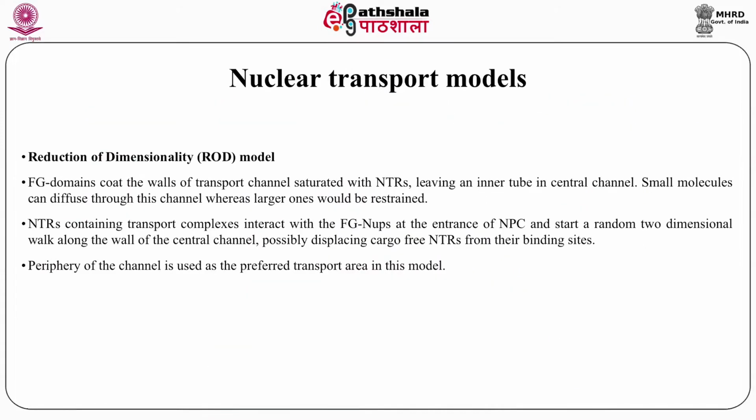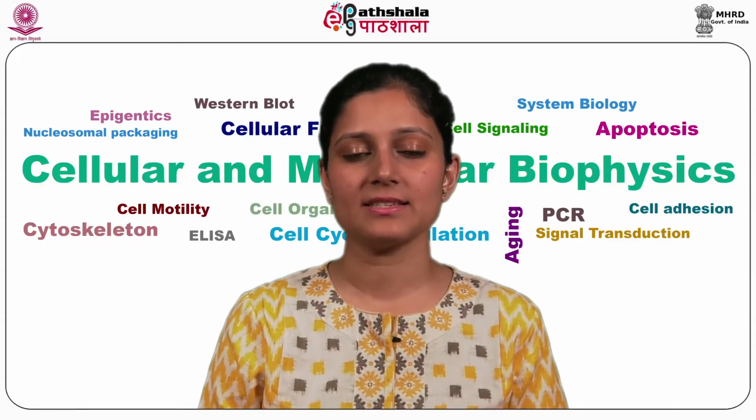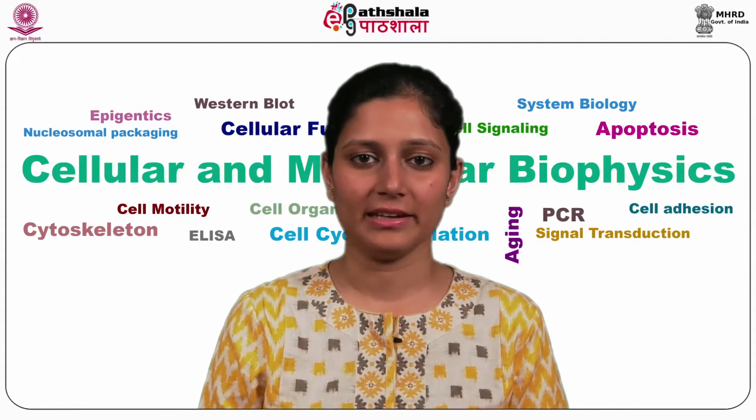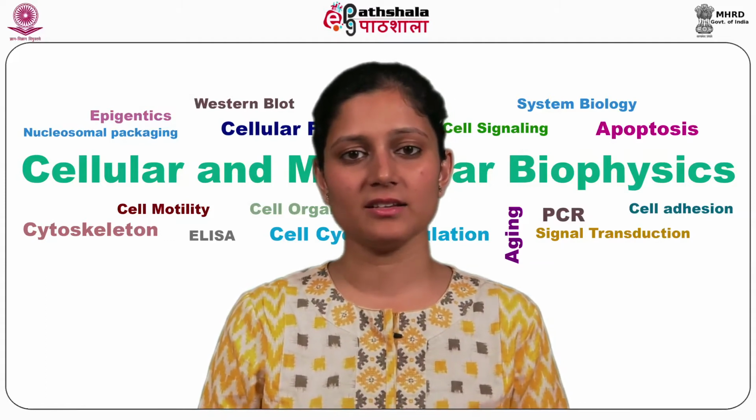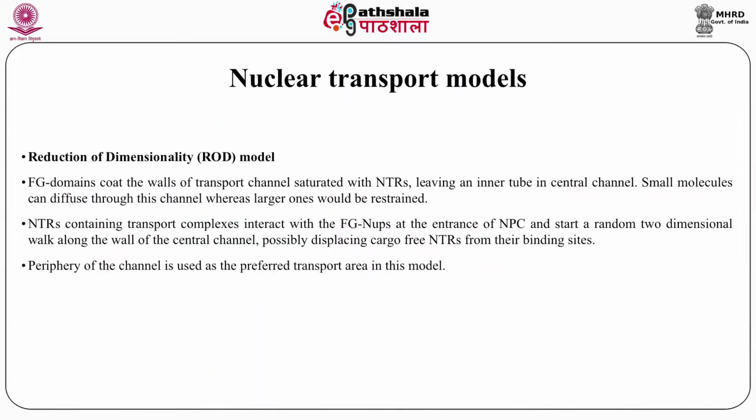FG domains coat the walls of the transport channel saturated with NTRs, leaving an inner tube in the central channel. The small molecules can diffuse through this channel, whereas the larger ones would be restrained. NTR-containing transport complexes interact with the FG NUPs at the entrance of the NPC and start a random two-dimensional walk along the wall of the central channel, possibly displacing cargo-free NTRs from their binding sites. The periphery of the channel is used as the preferred transport area in this model.